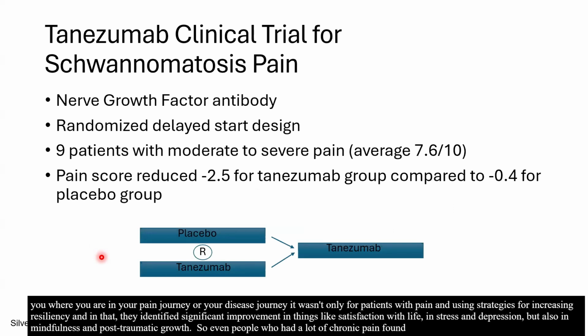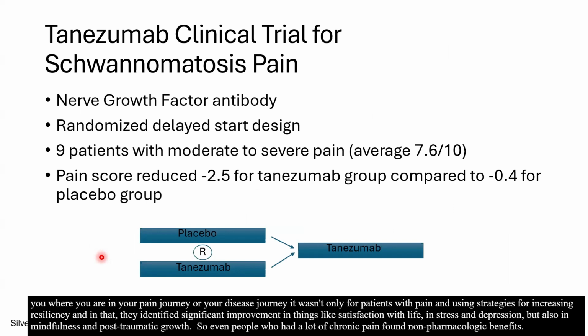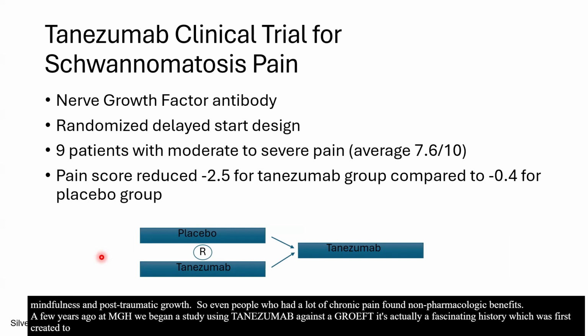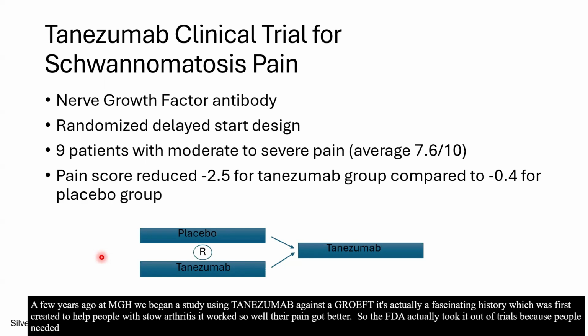Now, a few years ago at MGH, we began a study using tanezumab, which is an antibody against a protein called nerve growth factor. It's actually a really fascinating history for this medication, which was first created to help people with osteoarthritis. And it worked so incredibly well that people walked on joints that they really had no business walking on. Their pain got better. And so the FDA actually took it out of trials because people needed emergency knee replacements and so forth because they felt so good. And so it was shelved for a long time.